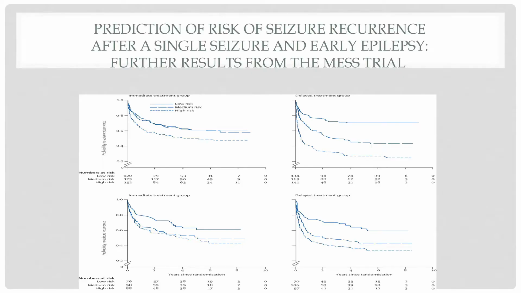And this graph only illustrates that patients with immediate treatment are on the left, high risk is the dot. The y-axis is the probability of no seizure. So the high risk tend to have a seizure early, compared to the delayed treatment, which is on the right. Low risk is at the top, the solid bar.